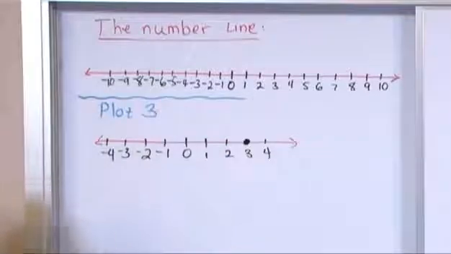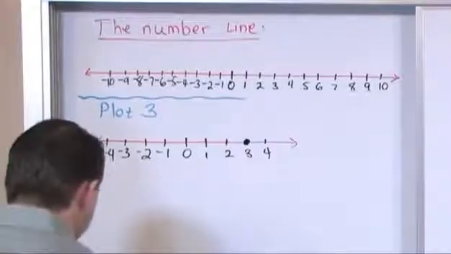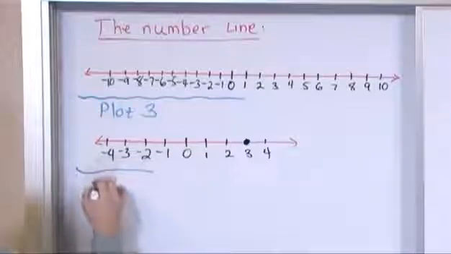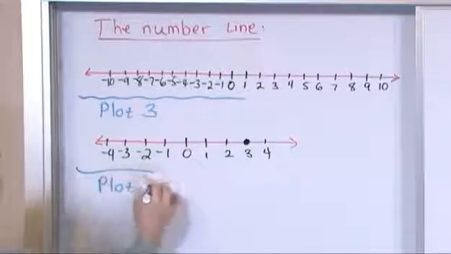That is the number on the number line. That's it. Then you're plotting numbers. That's all you're doing. So we're just going to do a few of these just to kind of drill it home. So let's plot 0 on the number line.